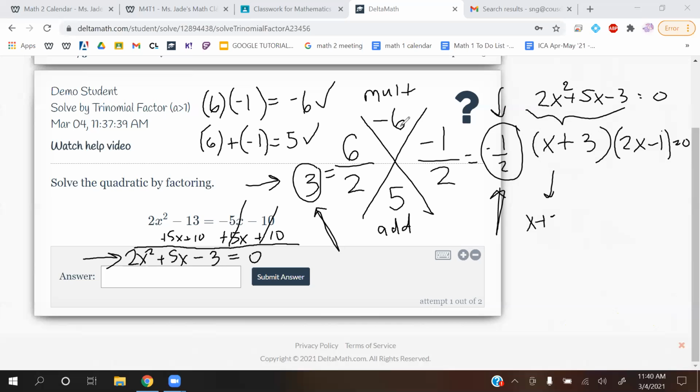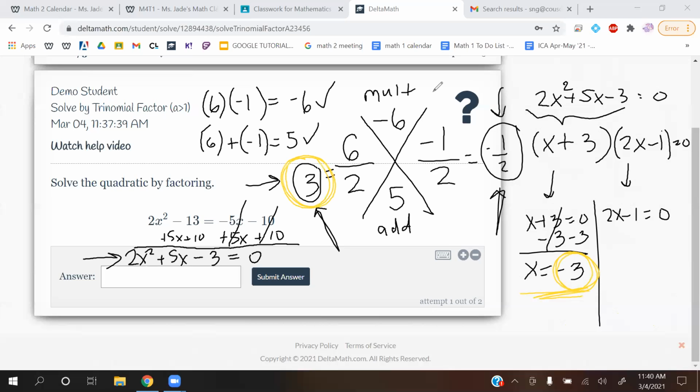So x plus 3 equals 0. And also 2x minus 1 equals 0. On the left side, we can subtract 3. Subtract 3, we get x equals negative 3 because those cancel out. And like I said, the shortcut is that the answer you get here is opposite of what you had in your x factor. So neat little shortcut for us.